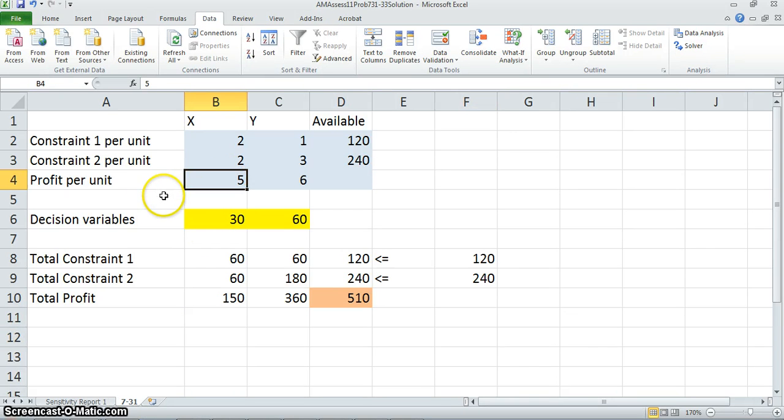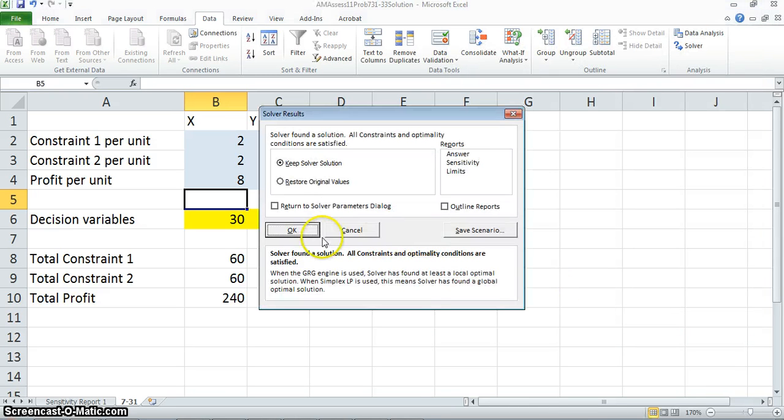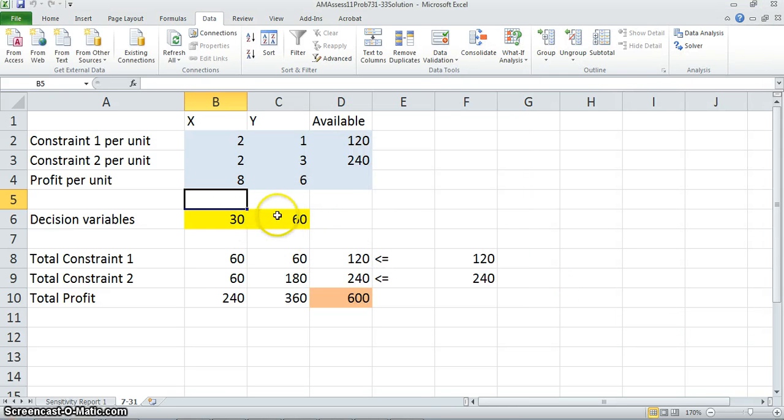So for instance, in this case, we wanted to know what would happen if profit per unit changed to 8. And we can see that the calculation shows us that total profit would be 600. To verify that the optimal solution doesn't change, we could go back into Solver, click Solve, and see that nothing changes from the 30 and 60. So this validates what the sensitivity report tells us.